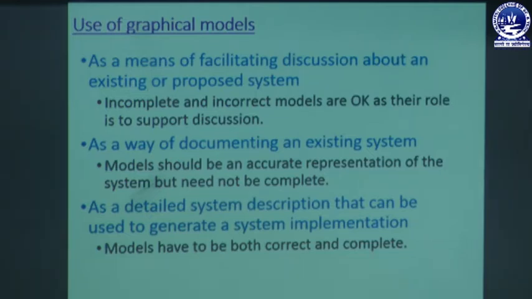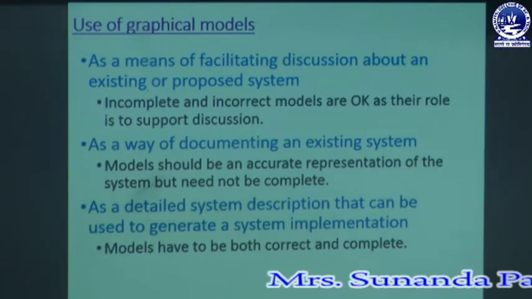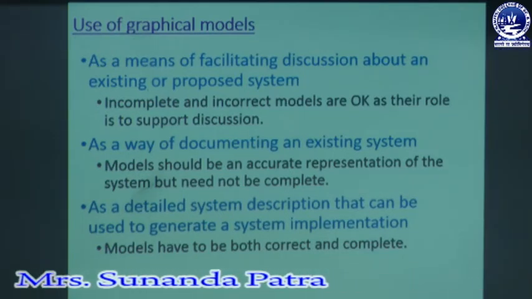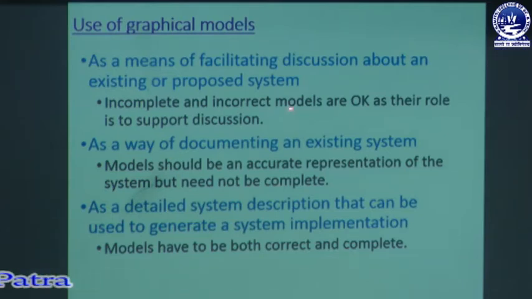Here the requirements may be incomplete or incorrect. As we are going to use this graphical model for discussion purposes, about how my system could provide the functionalities, it is mentioned here that incomplete and incorrect models are okay, as their role is to support discussion while we are sitting together and discussing what actually we are going to do. There we can use this graphical model. We are not actually discussing that this exact system we are going to develop.